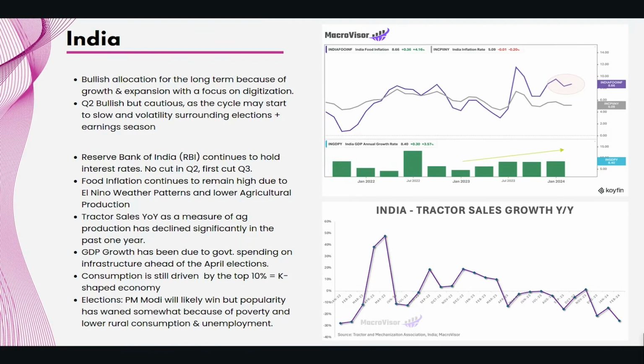But overall, India is a country of growth. In the long term, we do expect GDP to remain stable and growing. We expect expansion, and they have a massive focus on digitization, which I think will also usher in a whole new era for them. So overall, country's doing well, and we remain bullish.